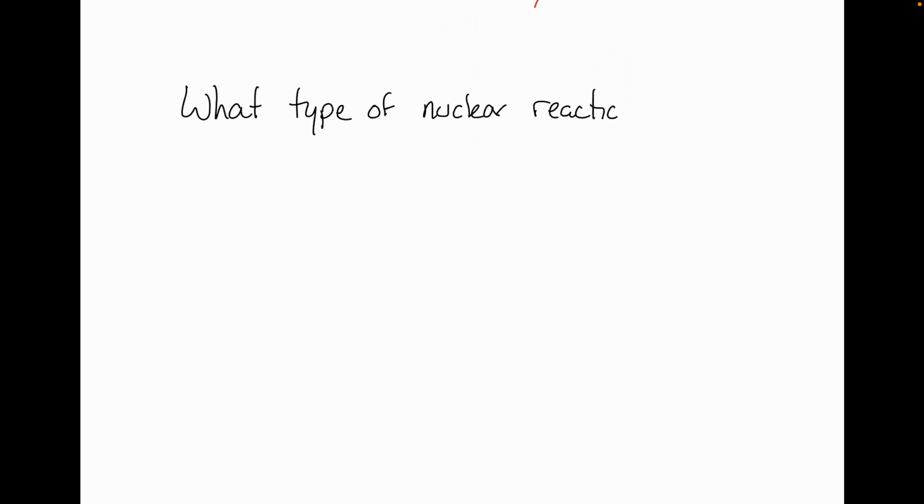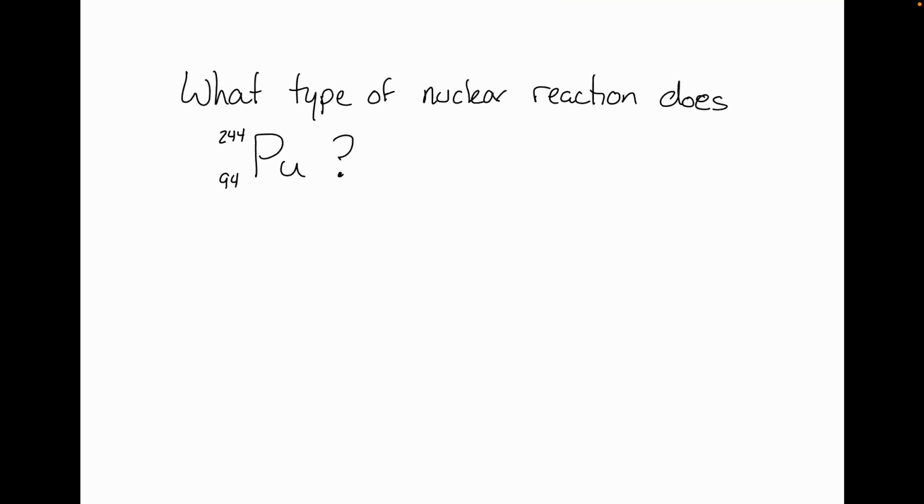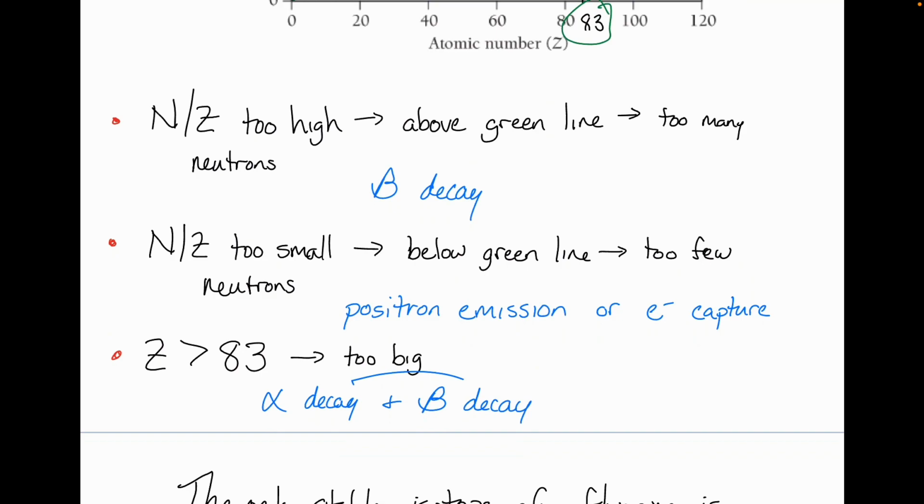All right, another element that you hear a lot with regard to nuclear chemistry is plutonium. What type of nuclear reaction does plutonium-244 undergo? I have no idea what its mass number would be. Sure, 244. All right, draw the chemical equation. Oh, I guess you'd have to pick one. Well, everybody take a second and figure out what type of nuclear reaction plutonium undergoes. Which of our three categories does this fall into? Does this have too many neutrons, too few neutrons, or is it just too big? It's just too big, right?